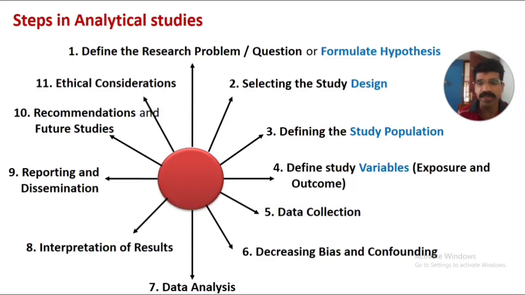According to the type of analytical study, we have to select the study samples. Then the fourth step is to define the study variables, independent and dependent variables such as exposure and outcome. Then data collection. Then minimizing the bias, error, and confounding variables which distort the relationship between the exposure and outcome in analytical study. Then data analysis. Then interpretation of the result of the study.